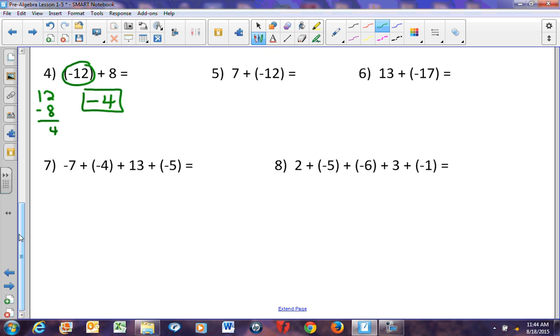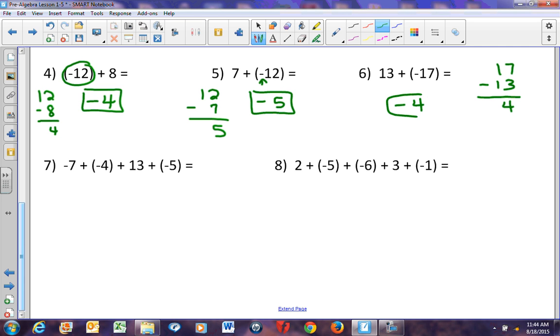Number 5, 7 plus negative 12. Again, a positive and a negative. So I'm going to take 12 and subtract 7 from it, which is 5. But it's going to be negative 5 because the 12 is negative. The larger number has a negative sign to it, so therefore the answer has got to be negative. Number 6, 13 plus negative 17. So 17 minus 13 is 4, and it's going to be negative 4 because 17 has a larger absolute value and it's negative. So my answer is negative.